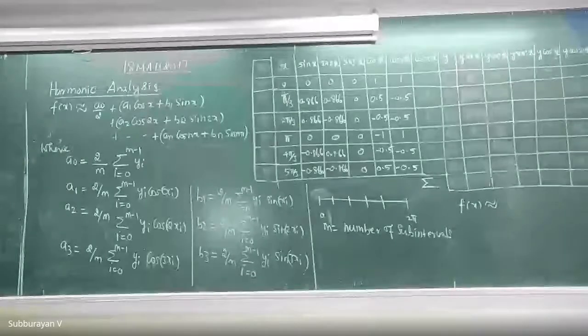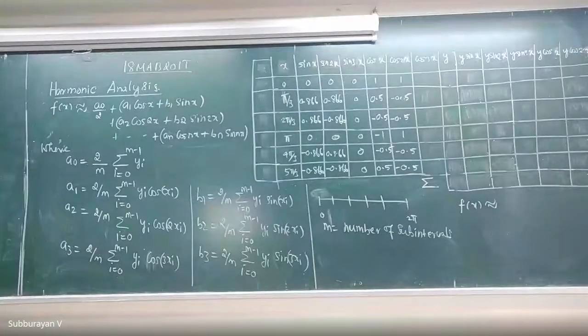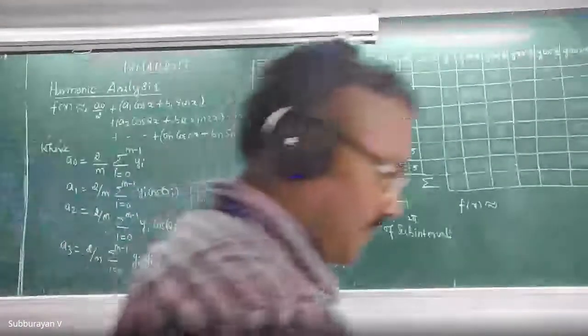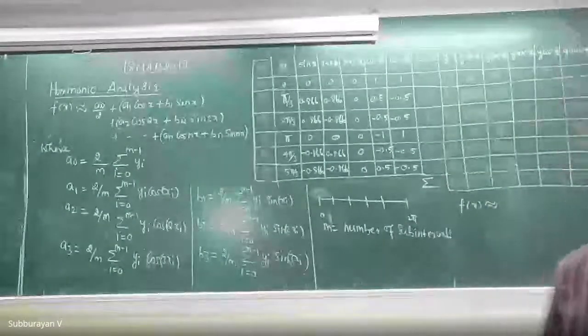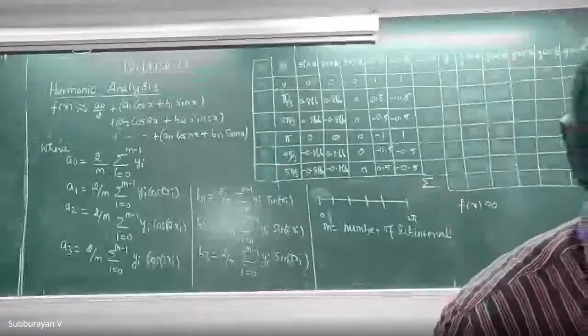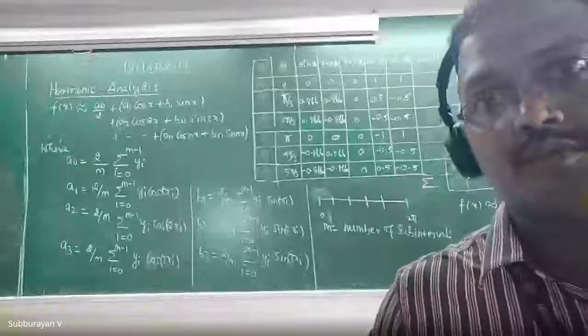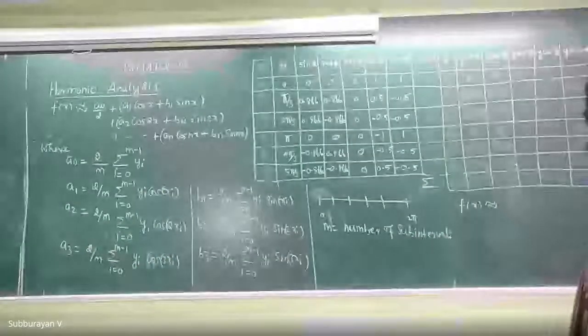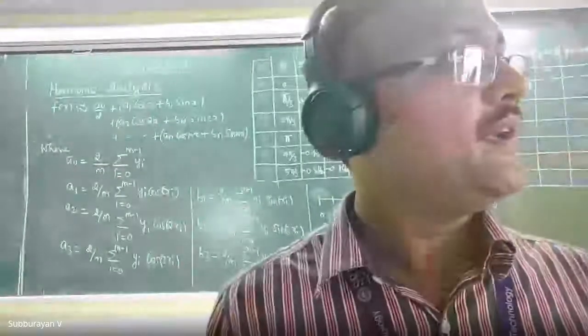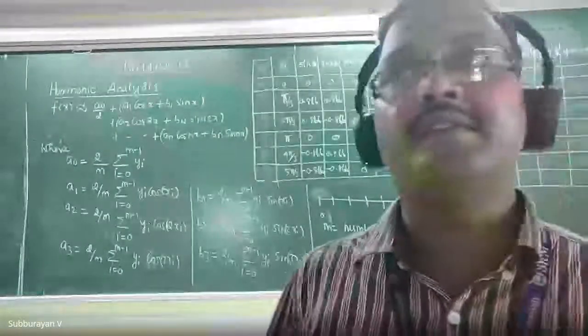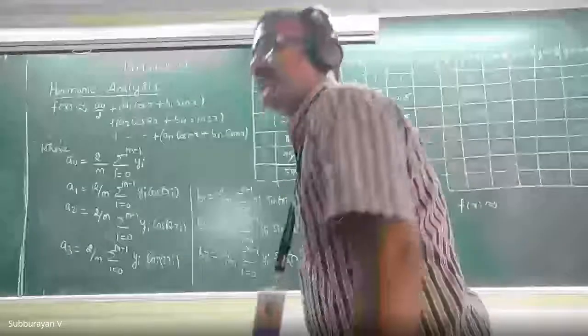Actually, today's topic is harmonic analysis. Usually in real life data, we won't get any continuous function. We'll be getting only discrete data. For example, the population in a particular year: 2000, 2001, 2002, 2003, and so on up to 100 years. For each year, we can say what the population is.